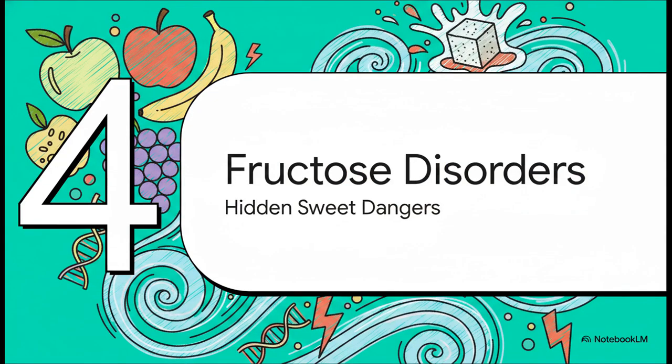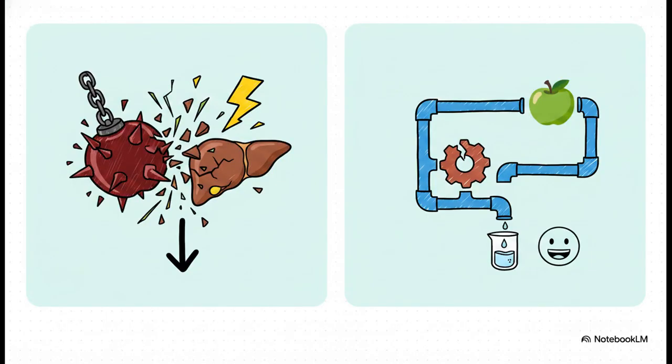Okay, moving to our final stop. Section 4, Fructose Metabolism Disorders, the hidden sweet dangers. Just look at the extreme stakes between these two conditions. In hereditary fructose intolerance, which is caused by an aldolase B deficiency, when an infant is introduced to fruit or juice, a highly toxic metabolite called fructose 1-phosphate accumulates.